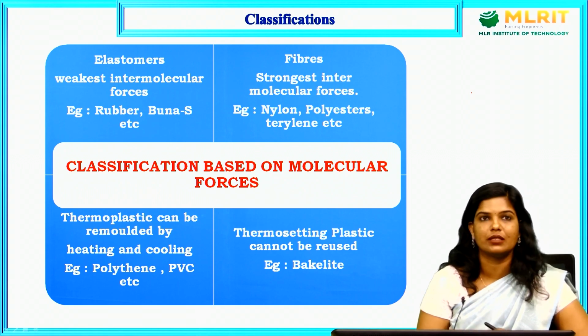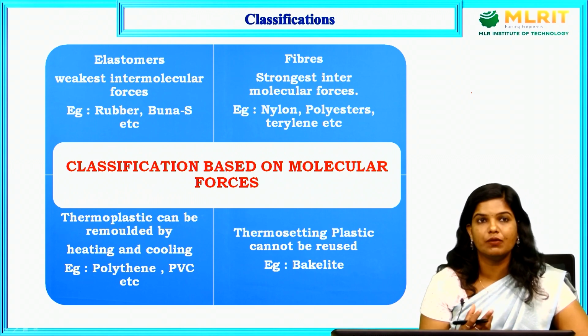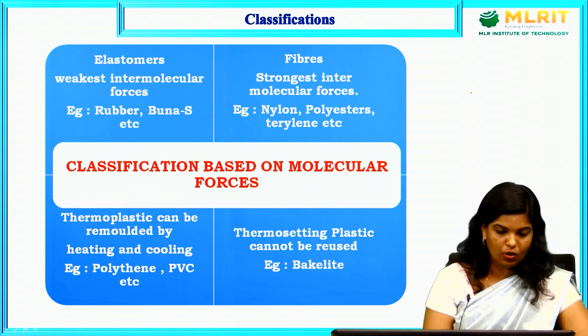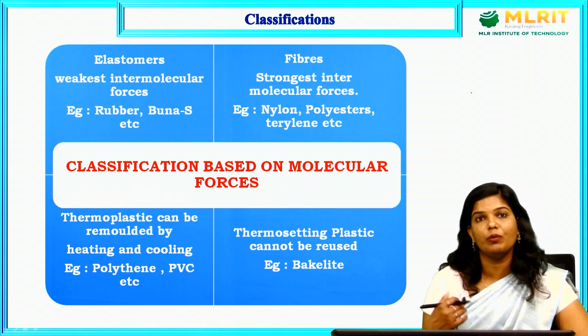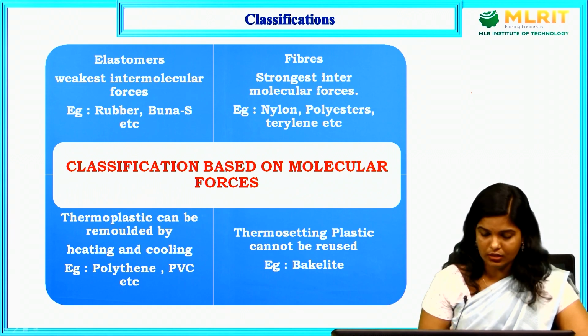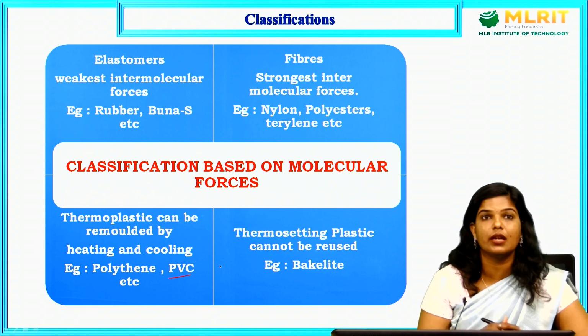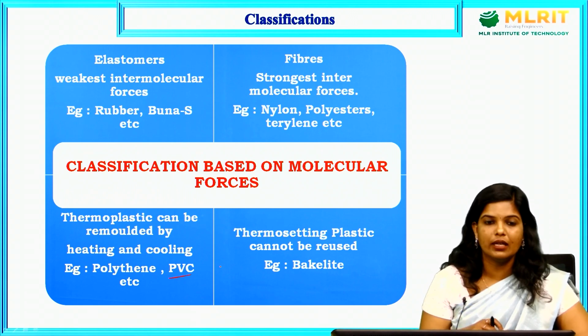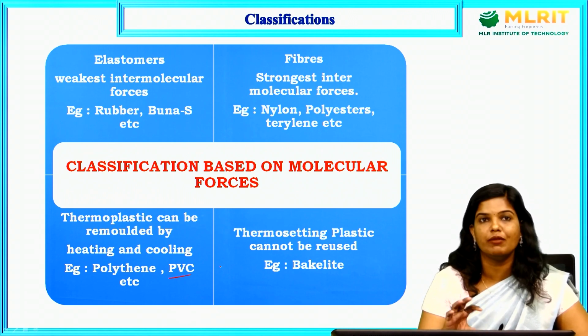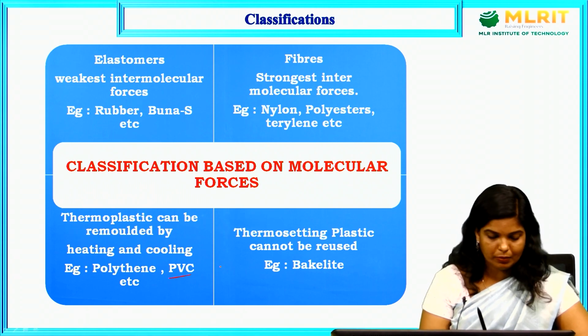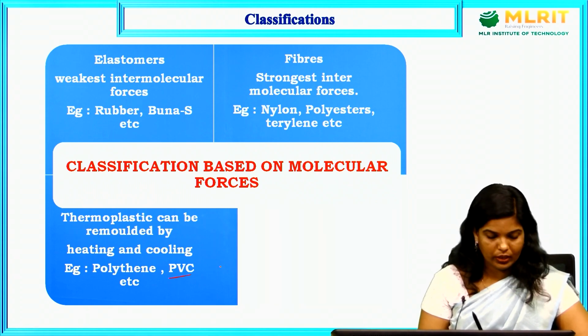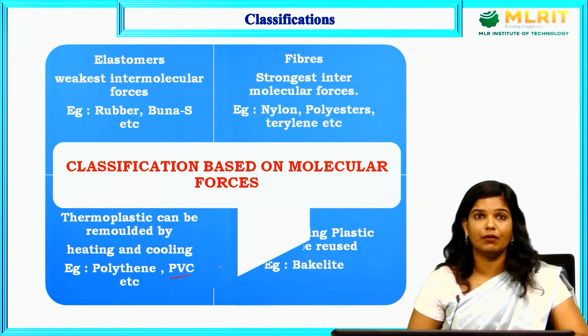Now comes the plastic. We know that plastic can be molded, and some cannot be molded. Those plastics which can be remolded by heating and cooling are known as thermoplastic, and those which cannot be reused or remolded are known as thermosettings. For example, polyvinyl chloride, PVC. When we heat PVC, it changes its shape and can be formed into different shapes. That is the peculiarity of PVC, isn't it? So it is a thermoplastic.